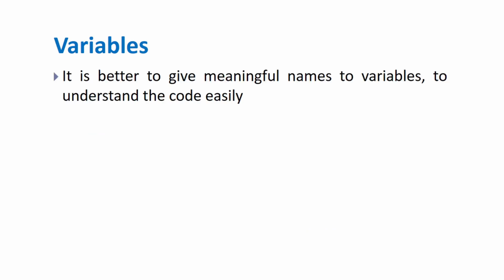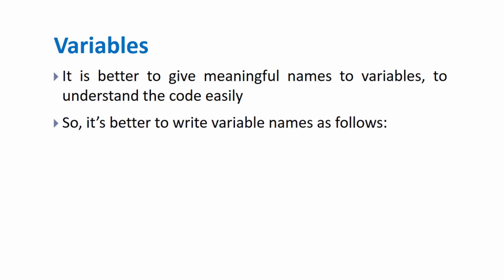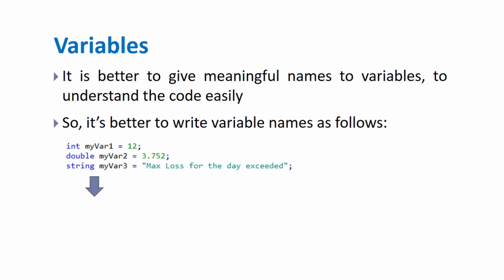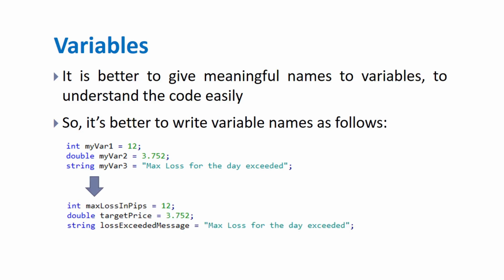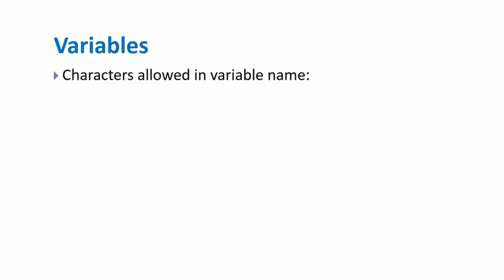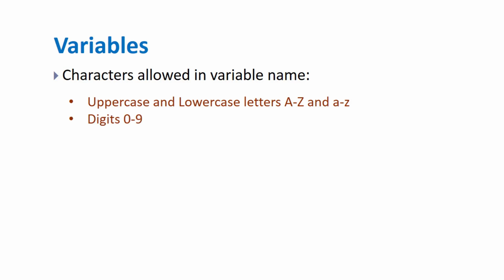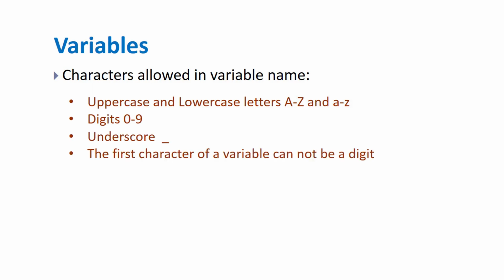It is better to give meaningful names to variables, so that you can understand the code easily. So instead of myvar1, myvar2, myvar3, we can write our code as follows. Characters allowed to be written in a variable name are uppercase and lowercase letters small a to small z and capital A to capital Z, digits 0 to 9, the underscore. The first character of a variable cannot be a digit.